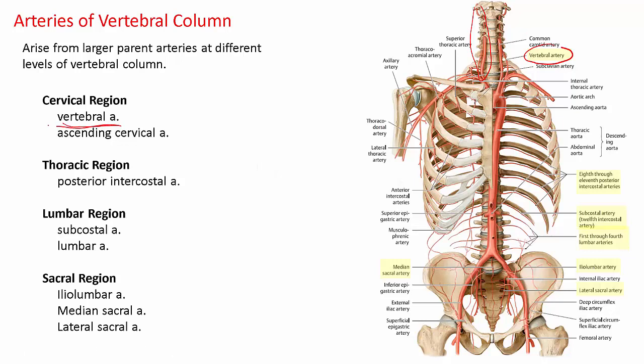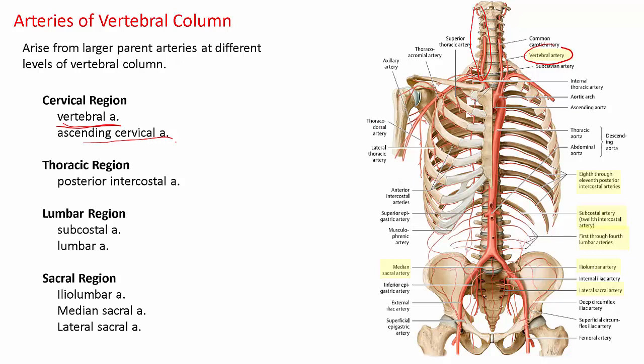There are other arteries which we will talk more about with the muscles and with the nervous system. The ascending cervical arteries, which we will get to later on, will go up as they start to ascend, as the name implies. They also give off branches to the bones.